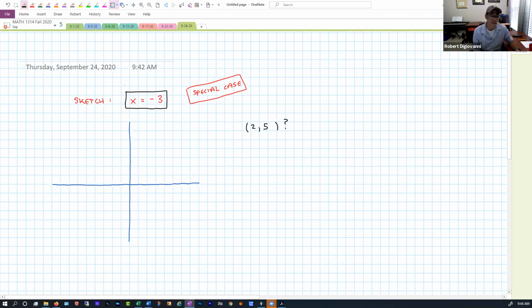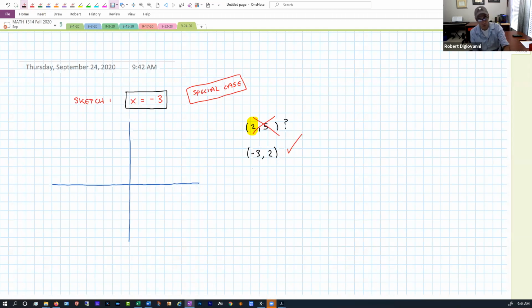Well, the equation says that x has to be -3, right? So all you have to do is look at the x coordinate. Is it -3? No. So that's obviously not a solution. What I would need is for the x to be -3. So how about this one? Would -3, 2 work? Well, is the x -3? Yes, so that would work. Is that the only answer?